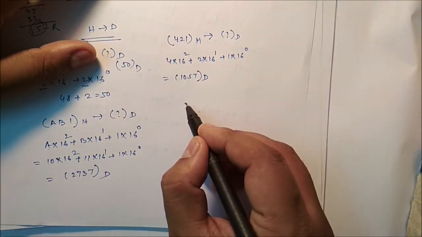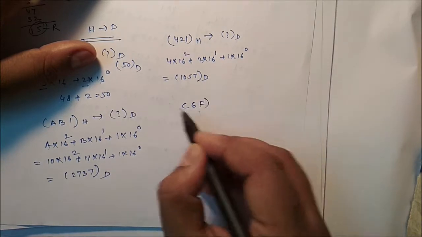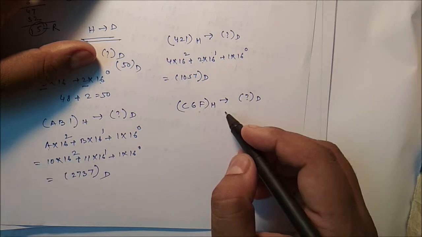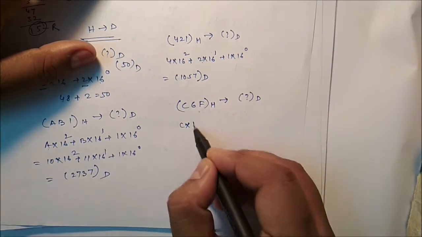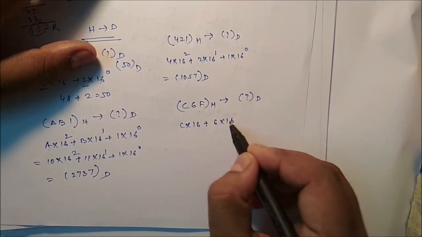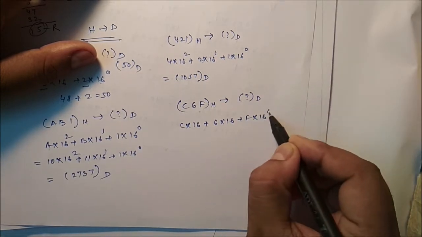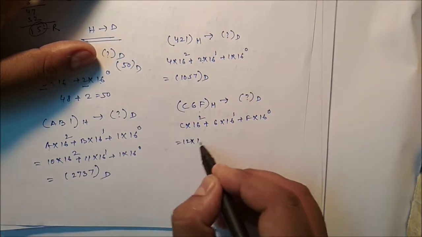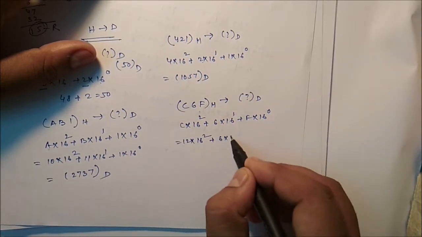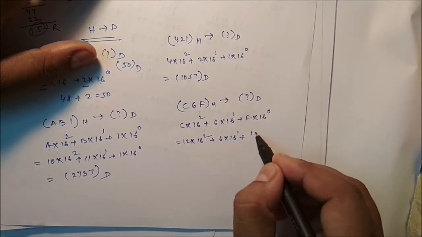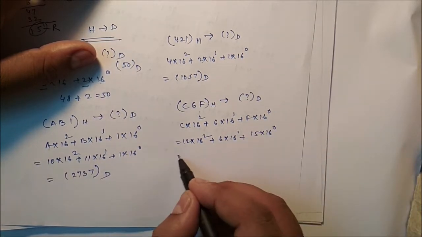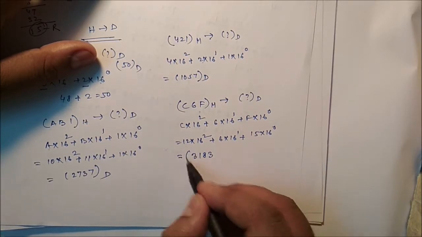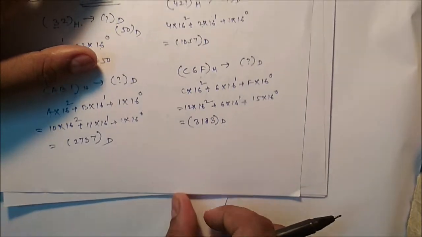And you can take another example. Suppose C6F, that is in hexa. We have to convert this into decimal. How to get this decimal value? So C into 16 squared plus 6 into 16 plus F into 16 to the power 0, starting from 0, 1, 2. What is C? C is nothing but 12 into 16 square, 6 into 16 to the power 1. What is F? F is 15, 15 into 16 to the power 0. And if you solve, the answer is 3183. That is in decimal number. Clear?